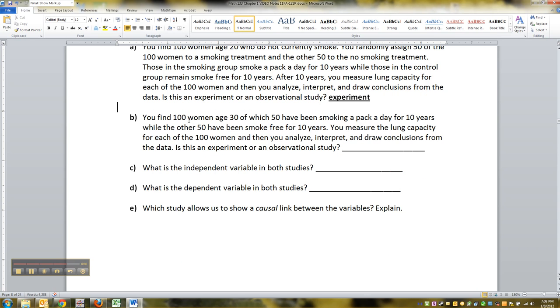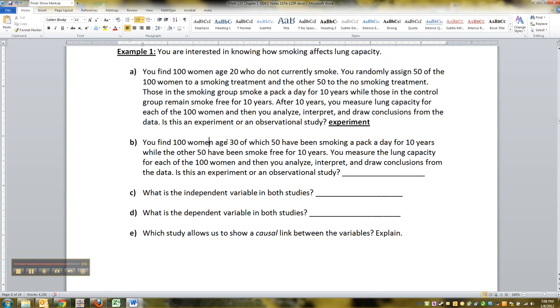Now, what about this one? You find 100 women age 30, of which 50 have been smoking a pack a day for 10 years, and 50 have been smoke free for 10 years. Catch the difference? In this one, just in case you missed it, it's an observational study. But why? It's because you didn't determine who got to be what. You didn't say, you get to smoke for 10 years.